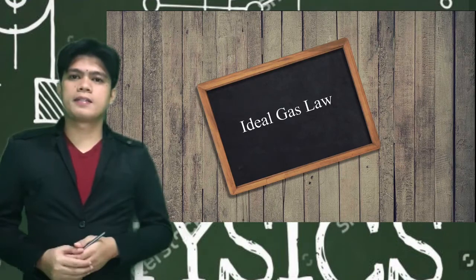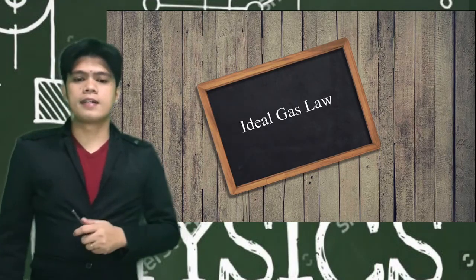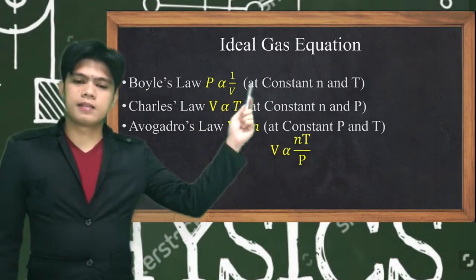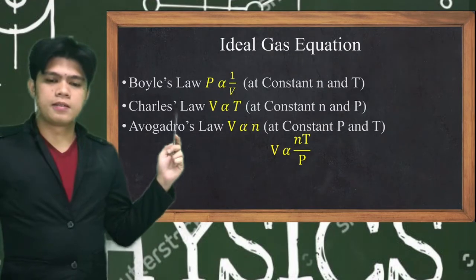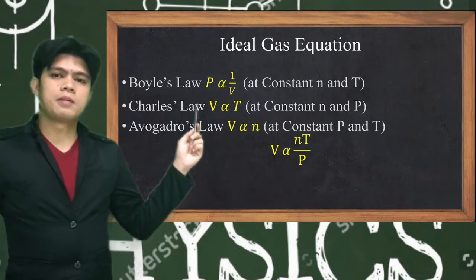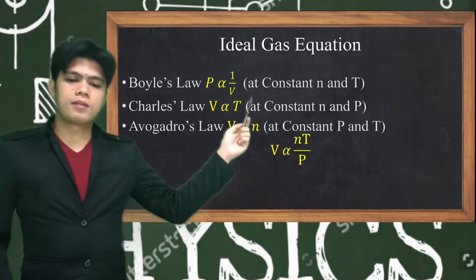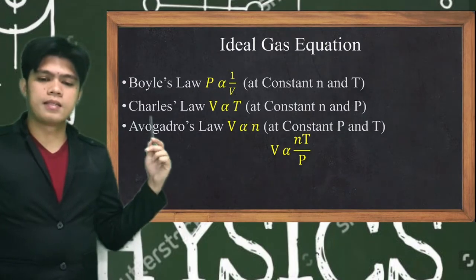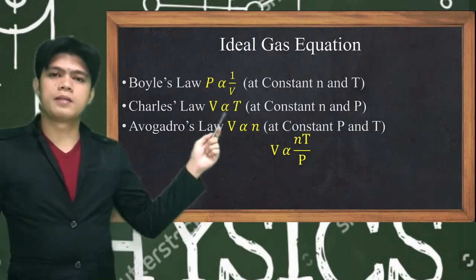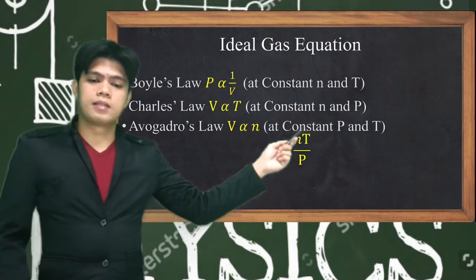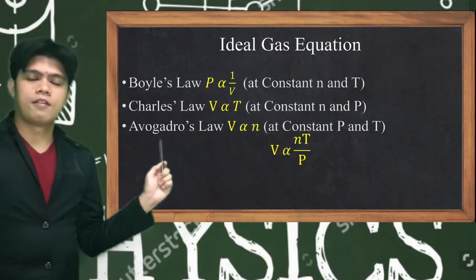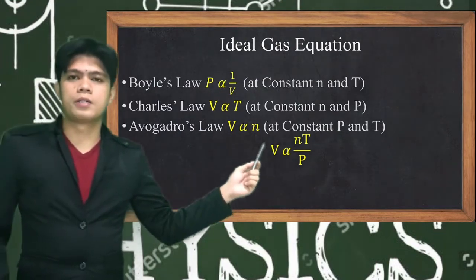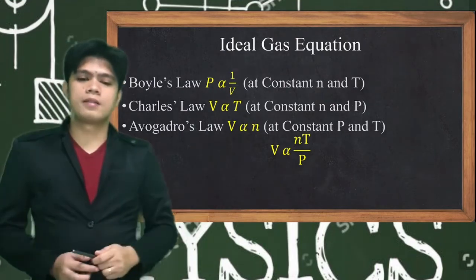In our fluid mechanics today, we'll discuss the ideal gas law. In our chemistry, we'll learn about the ideal gas equation. We have Boyle's law, that is, the pressure is inversely proportional to the volume at constant moles and temperature. Charles' law states that the volume is directly proportional to temperature at constant moles and pressure. And Avogadro's law states that the volume is directly proportional to the moles at constant pressure and temperature.